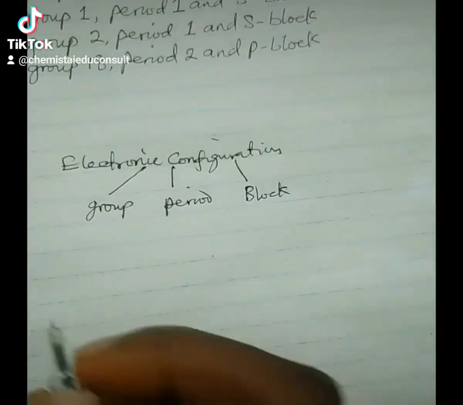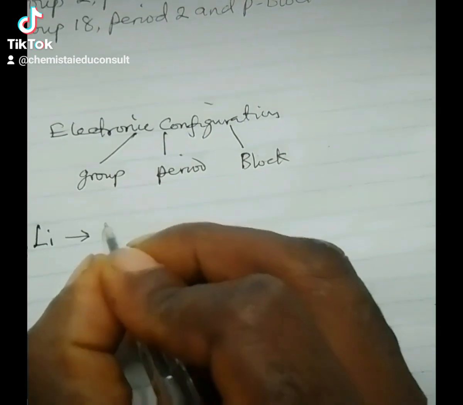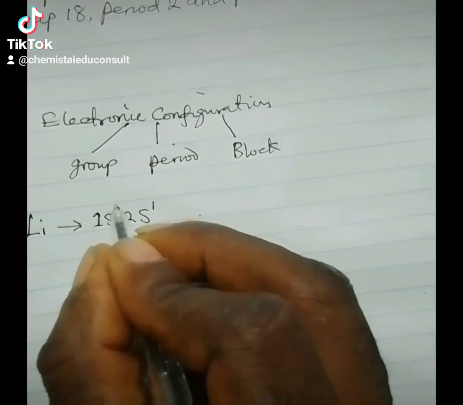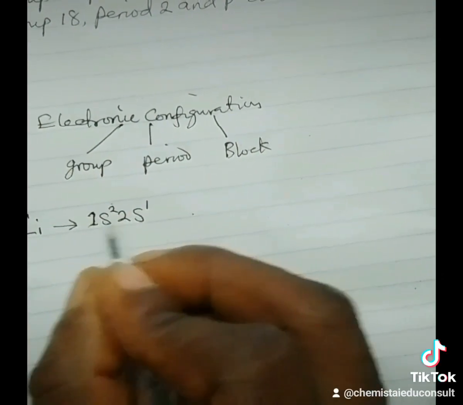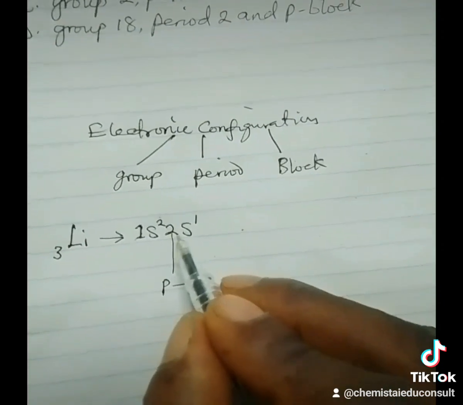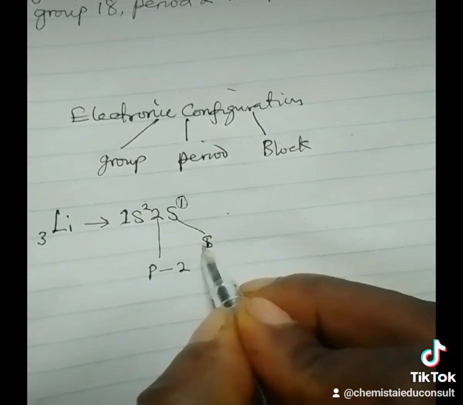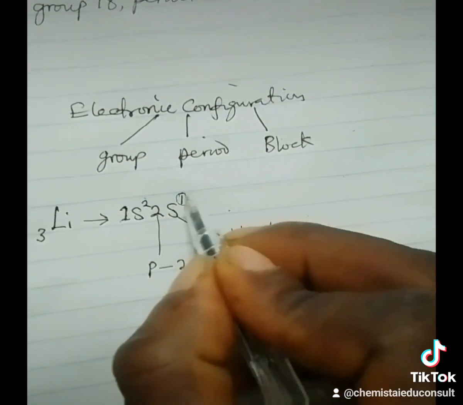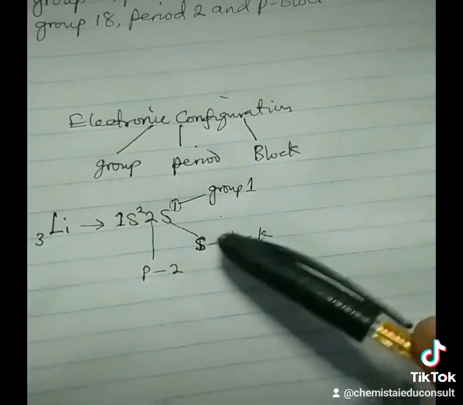For instance, lithium has atomic number 3 and 3 electrons. The electronic configuration is 1s2, 2s1: the s orbital of the first shell carrying 2 electrons, and the s orbital of the second shell carrying 1 electron. You will see that the highest shell number there is 2, so it belongs to period 2. And the outermost shell electron there is inside the s orbital, therefore it belongs to the s block. And this last electron on the s inside the last shell shows us the group, so it belongs to group 1. Group 1, period 2, and S block.